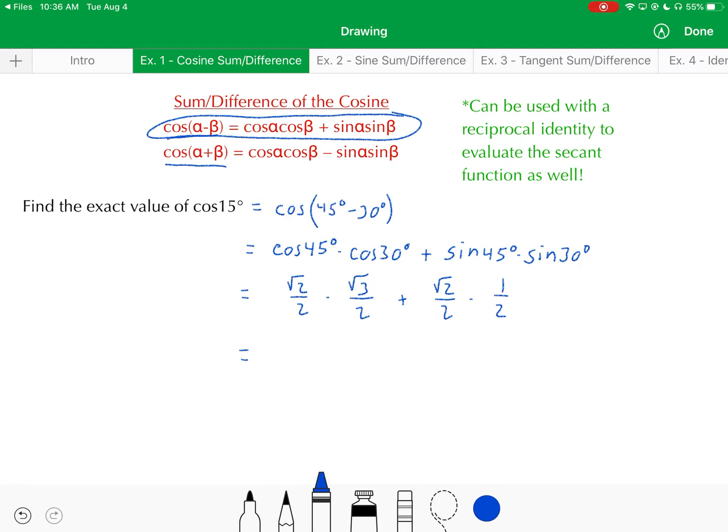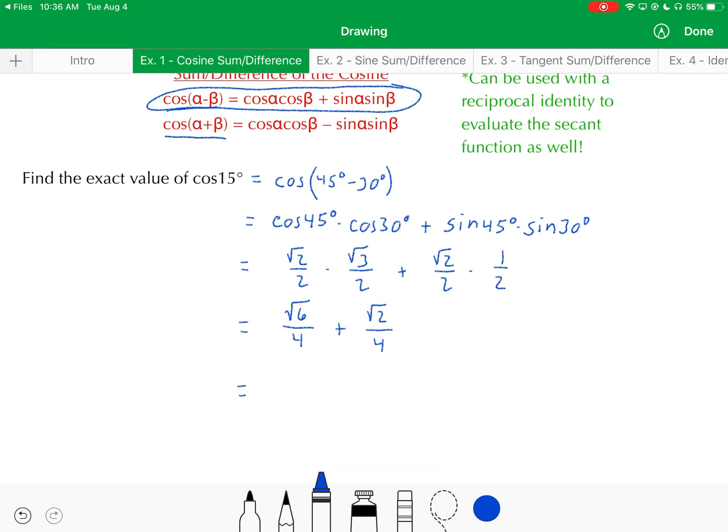Radical 2 over 2 times radical 3 over 2 gives you radical 6 over 4. Then radical 2 over 2 times 1/2 gives you radical 2 over 4. And then notice we have a common denominator already, so we can combine these into a single fraction. Radical 6 plus radical 2 over 4. So there's a nice simplified exact value for the cosine of 15 degrees. If you approximate that in your calculator, you should wind up with the same approximation as the calculator would give for the cosine of 15 degrees.